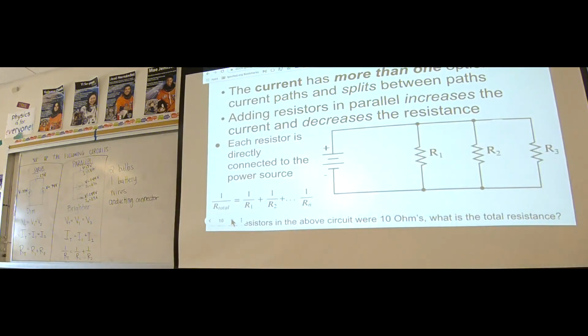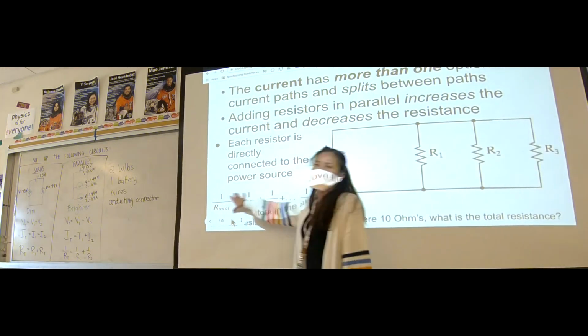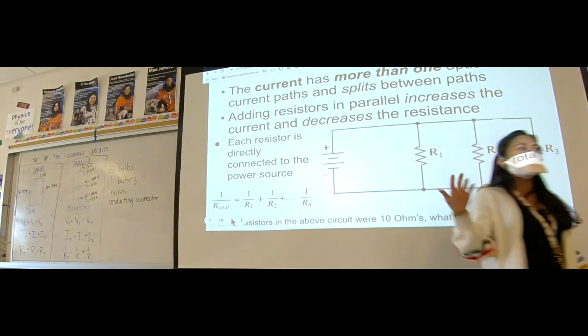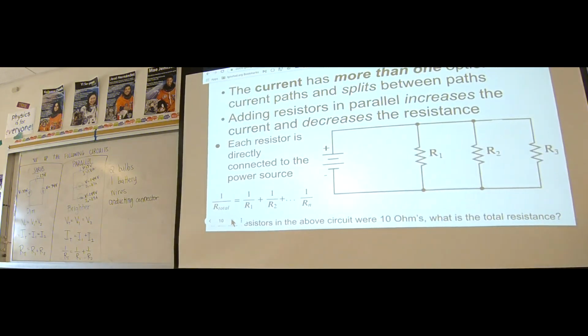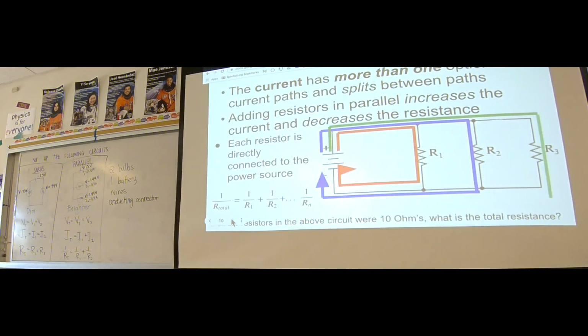So the resistance, as I stated, is not easy to calculate. It's not hard to calculate. It's just more complex than simple addition. But the voltage stays the same because guess what? Each of those resistors are directly connected to the battery.